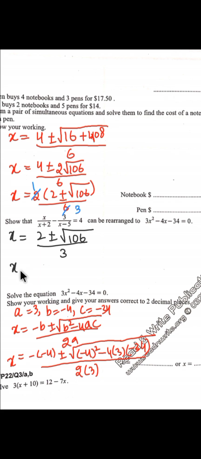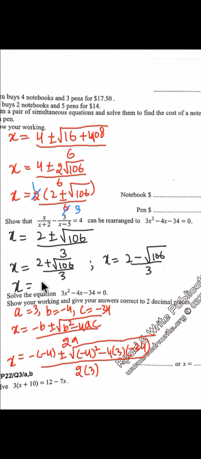So now we separate out the plus and minus sign. So we have x is equal to 2 plus square root of 106 by 3, and we have x is equal to 2 minus square root of 106 divided by 3. So if we put this in the calculator so that we can get the answer in decimals, the answer to the first one is going to be 6.147. So we will round this off to 2 decimal places. So this is going to be 6.15.